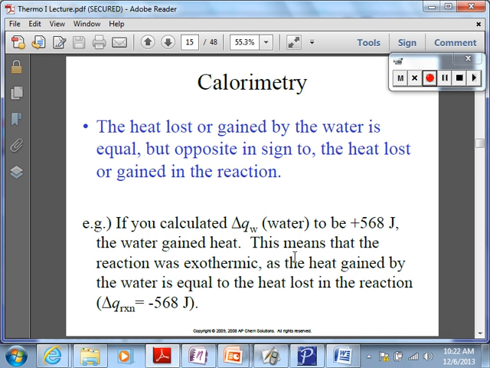It says it on this slide, but not in those exact same words. So I think that's two slides forward. The heat lost or gained by the water is equal but opposite to the heat lost or gained by the reaction. So if the water lost, the reaction gained. If the water gained, the reaction lost. Y'all see that slide?